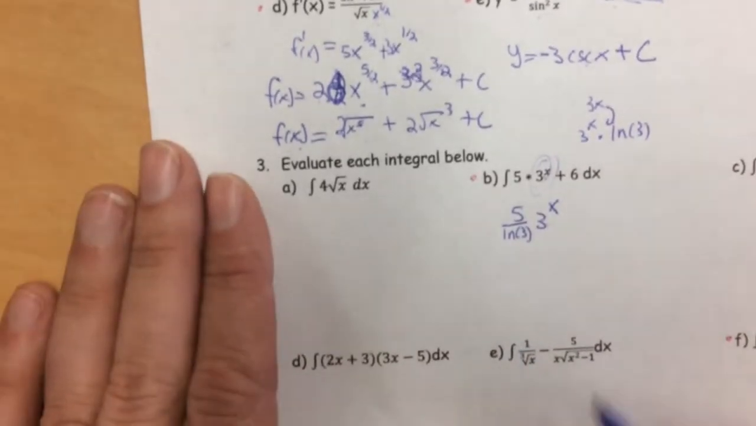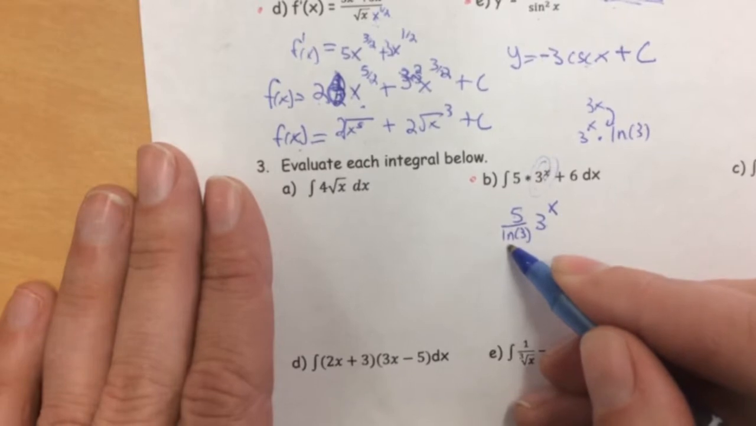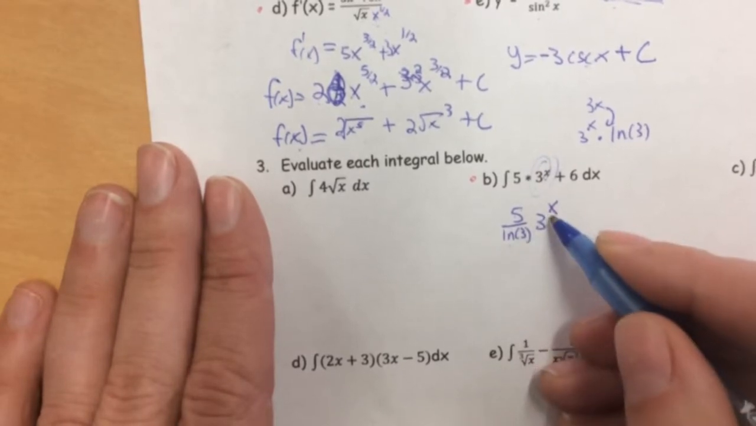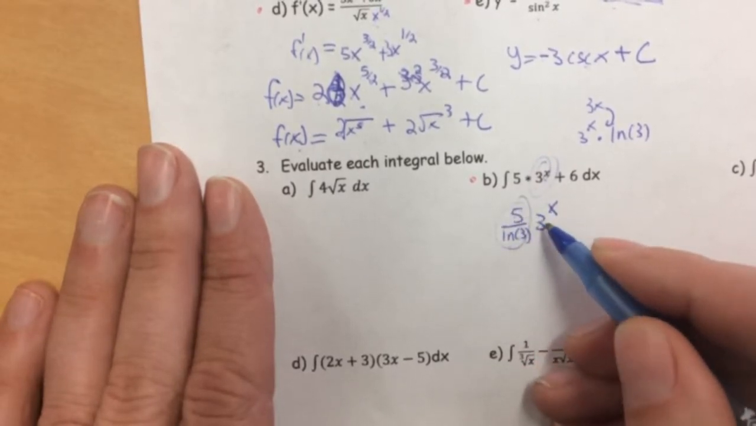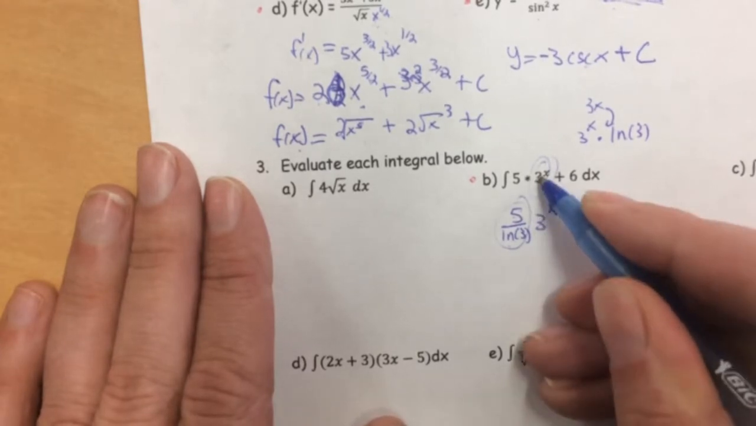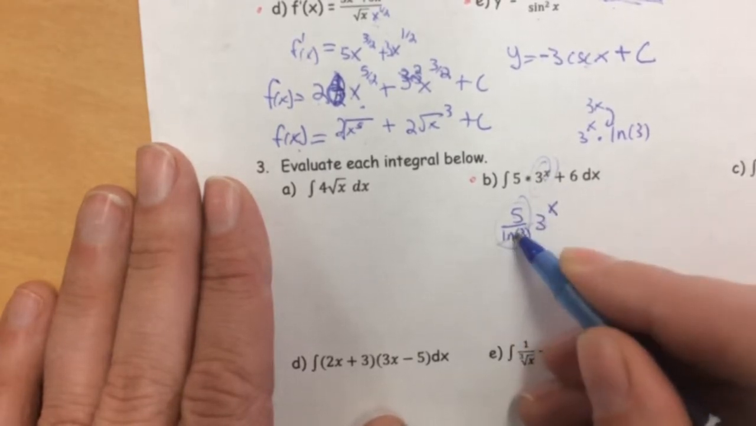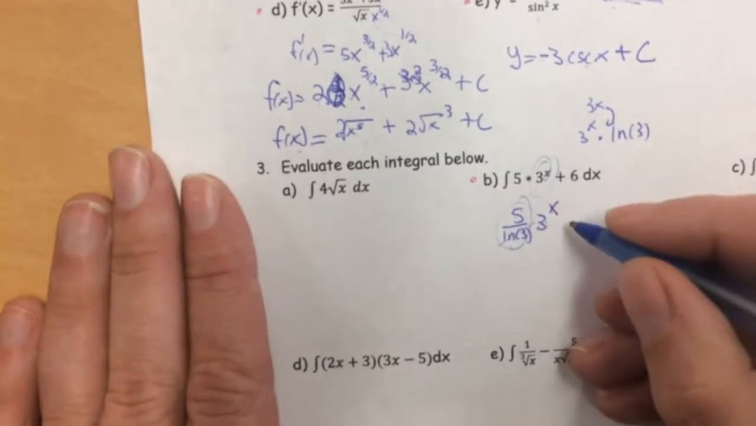I could rewrite this a few different ways, but 5 divided by natural log of 3 times 3 to the x will work, because when I do the derivative, this is a constant, and when I do the derivative of 3 to the x, it'll still be 3 to the x, times the natural log of 3 will cancel out and give me just 5.